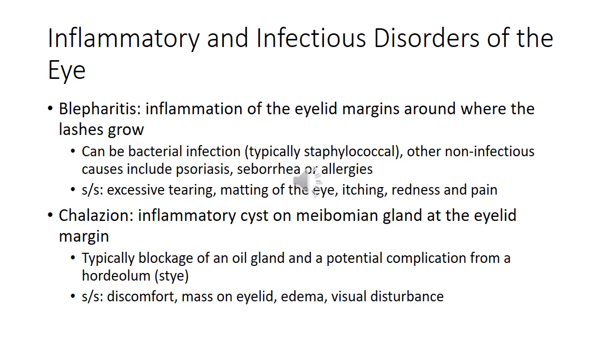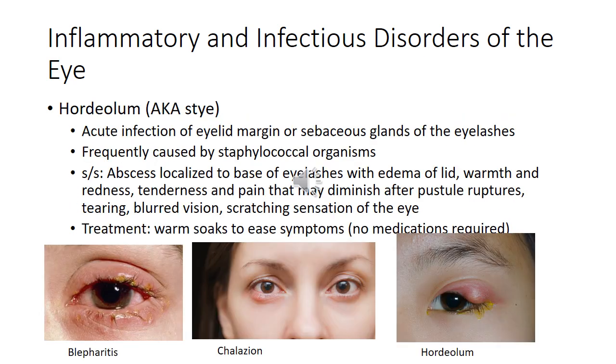Chalazion, which is an inflammatory cyst. Lots of times this occurs in the eyelid margin, typically blockage of the oil gland, and it is a potential complication from a sty. Signs and symptoms are discomfort, mass on the eyelid, edema, and visual disturbances.